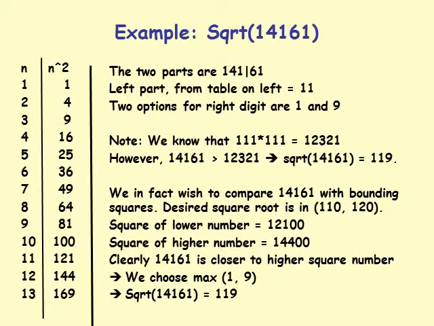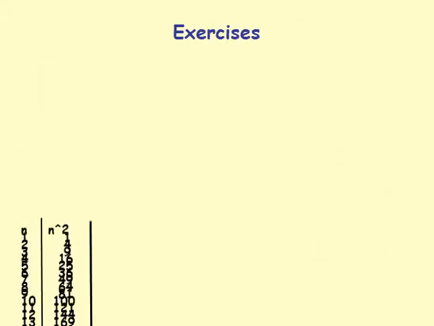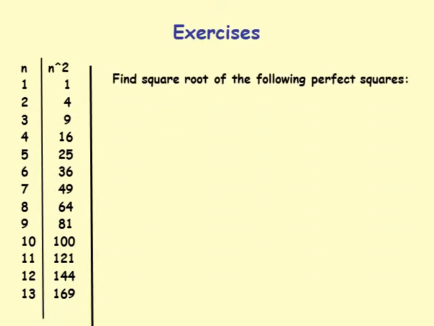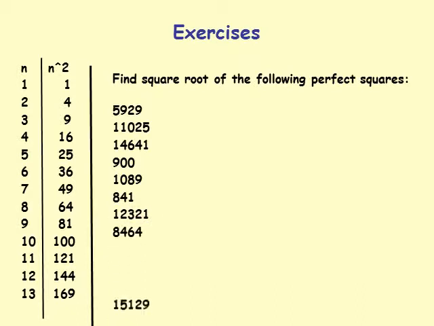Let's continue here. Let's look at some exercises. Find the square root of the following perfect squares: 5929, 11025, 14641, 900, 1089, 841, 12321, and some more.